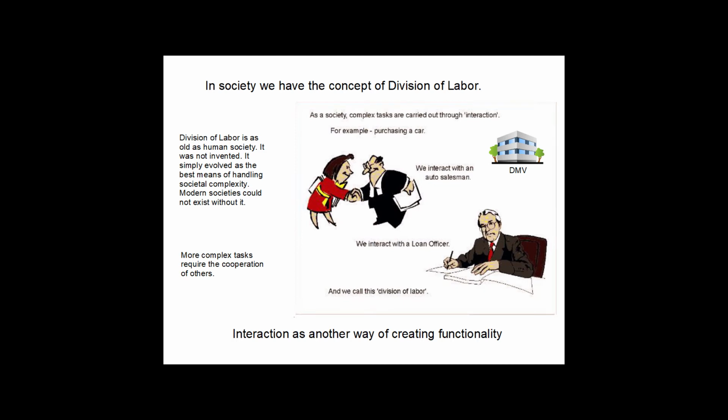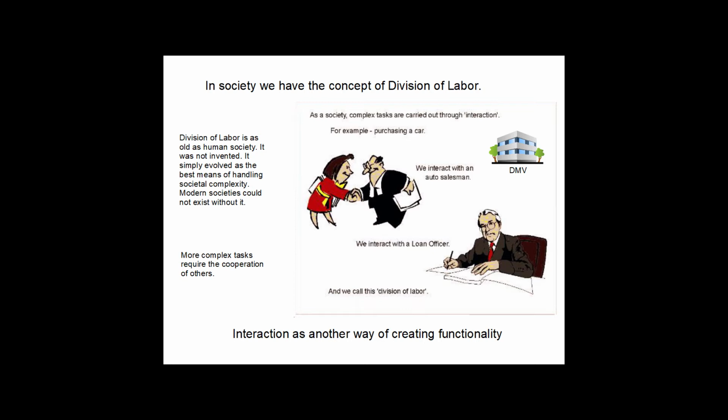This second way of creating functionality is called division of labor. Division of labor is as old as human society. It was not invented, it simply evolved as the best means of handling societal complexity. Modern societies could not exist without it. Here we see an example of division of labor.